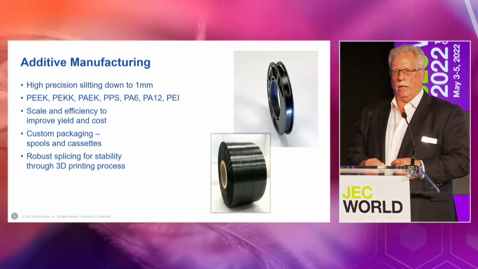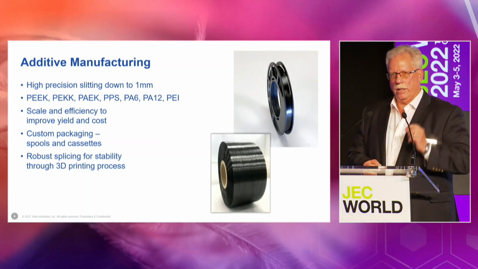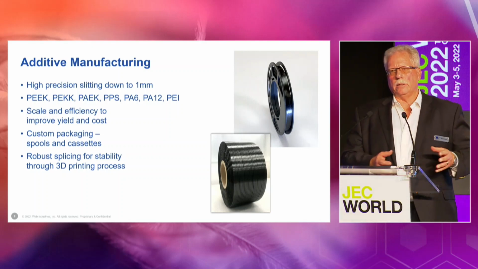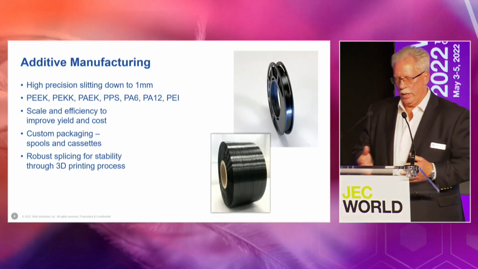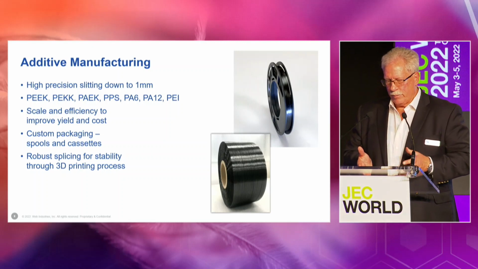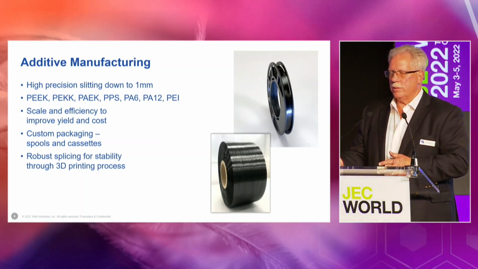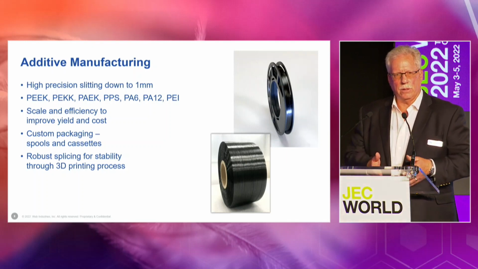So what we're doing is we're scaling down. We're able to make very narrow slit tape, 1 millimeter wide, still holding a tolerance of plus or minus 5 thousandths on this tape. And then depending on the additive manufacturing equipment manufacturers, we custom make the spools that fit those machines.